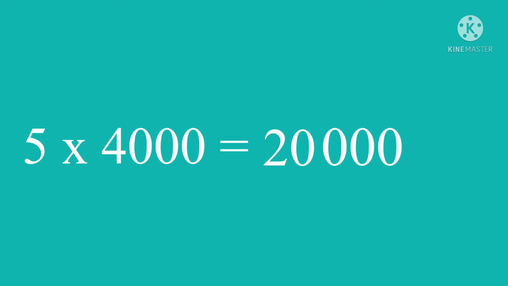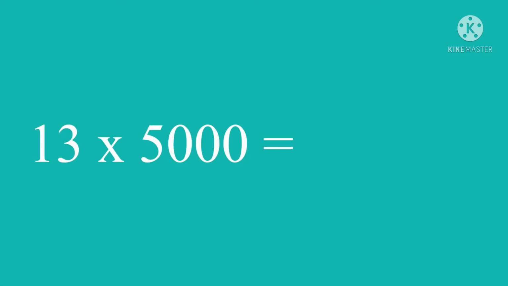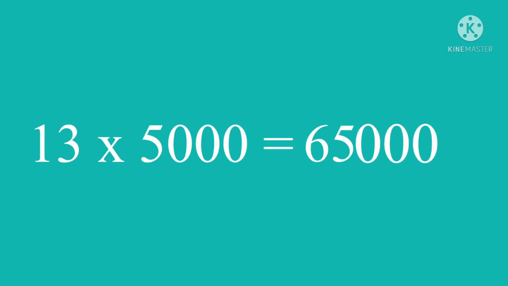Okay, children. Now let us see one more example. 13 into 5000. First multiply 13 and 5. 13 into 5 is equal to 65. So now place the three zeros to the right. Yes, the answer is 65,000. So now children, you have understood how to multiply numbers with 10, hundreds and 1000.